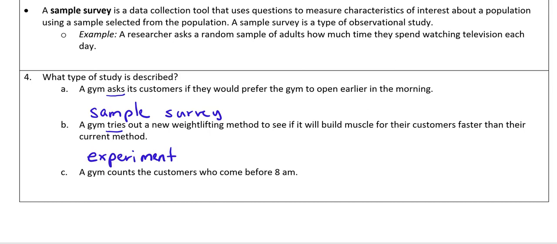Now our last one, a gym counts the customers who come before 8 a.m. Because all they're doing is observing the number of people that come in to the gym before 8 a.m., this is an observational study. So given a scenario, you need to be able to determine if that scenario is a sample survey, an experiment, or an observational study.